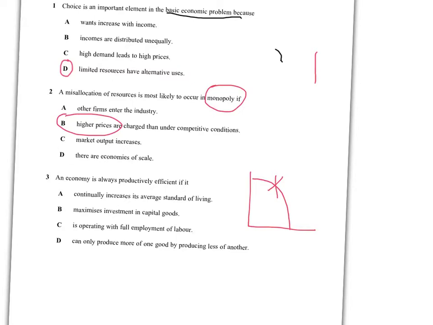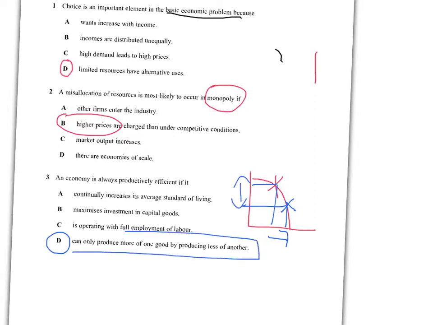If you're on the boundary, you're looking for an answer A, B, C or D which tells you you're on the boundary. The answer is going to be D, because as soon as you're on the boundary, in order to have more of one good, you'd have to have less of another. So the fact that there's an opportunity cost arising implies you must be on the boundary.